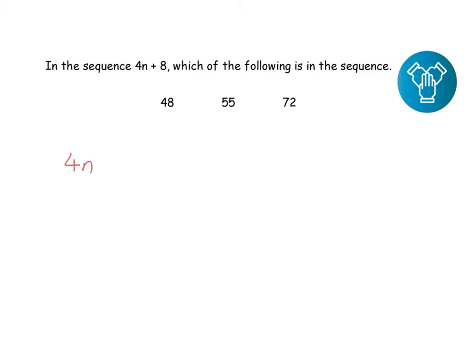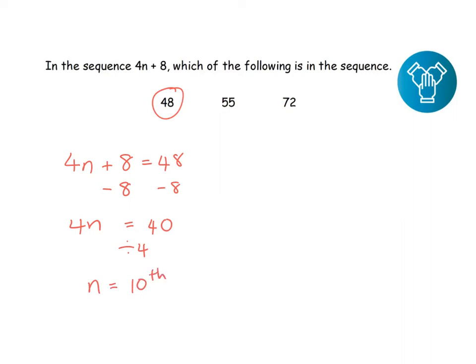So 4n plus 8 is equal to 48 to start with. We're going to solve that, so minus the 8 from both sides. It's going to give me 40. Divide by the 4, so n is 10. So this is the 10th number in the sequence, so it is a yes. We'll then move on to the next one.